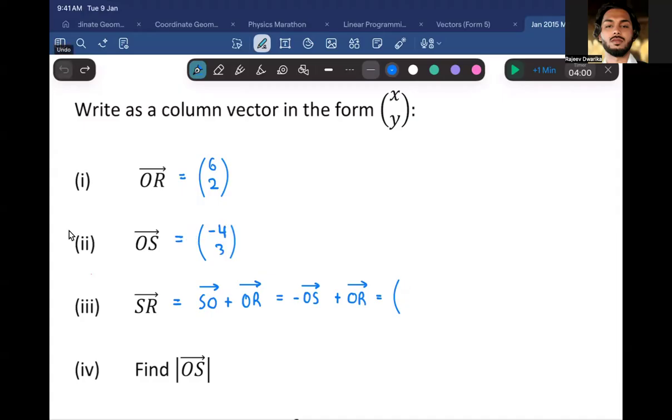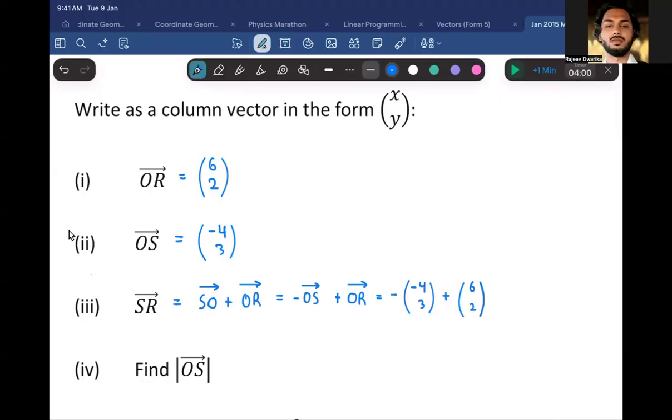So here, I think I should put the full working. So I'll put the negative here on the outside, -4, 3. Right? Then plus OR. OR is what? 6, 2.